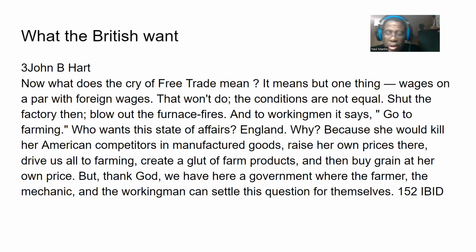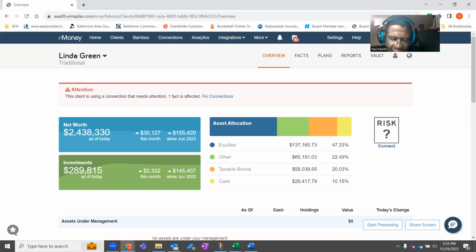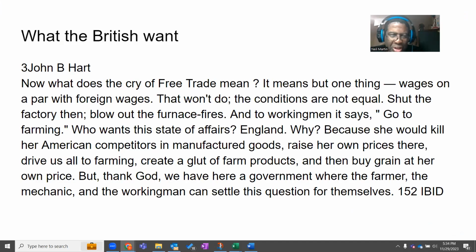Next slide, Victor. All right, this is John B. Hart. John B. Hart was a congressman from 1881 to 1885, and I think his grandfather signed the Declaration of Independence. "Now, what does the cry of free trade mean? It means but one thing: wages on par with foreign wages. That won't do. The conditions are not equal. Shut the factory then. Blow out the furnace fires. And to the working man, it says, go to farming. Who wants this state of affairs?"